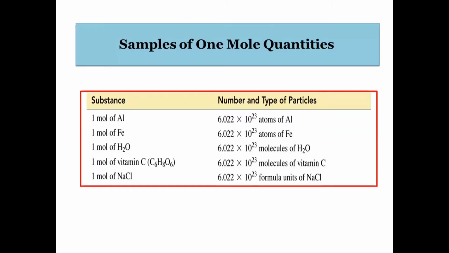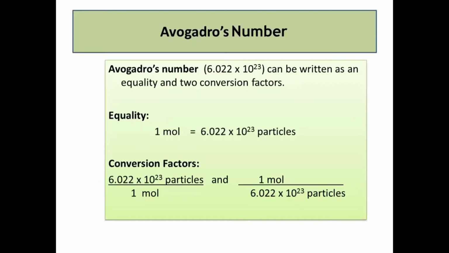So there are some samples of 1 mole quantities. You can see the table here. There are different types of samples, like 1 mole of aluminum, 1 mole of Fe, 1 mole of water, 1 mole of vitamin C, 1 mole of NaCl. They have the same number, the Avogadro's number, equivalent to 6.022 into 10 raised to 23 units, that is atoms, ions, or molecules. The number is not going to change. So 1 mole is always equivalent to the Avogadro's number of particles.